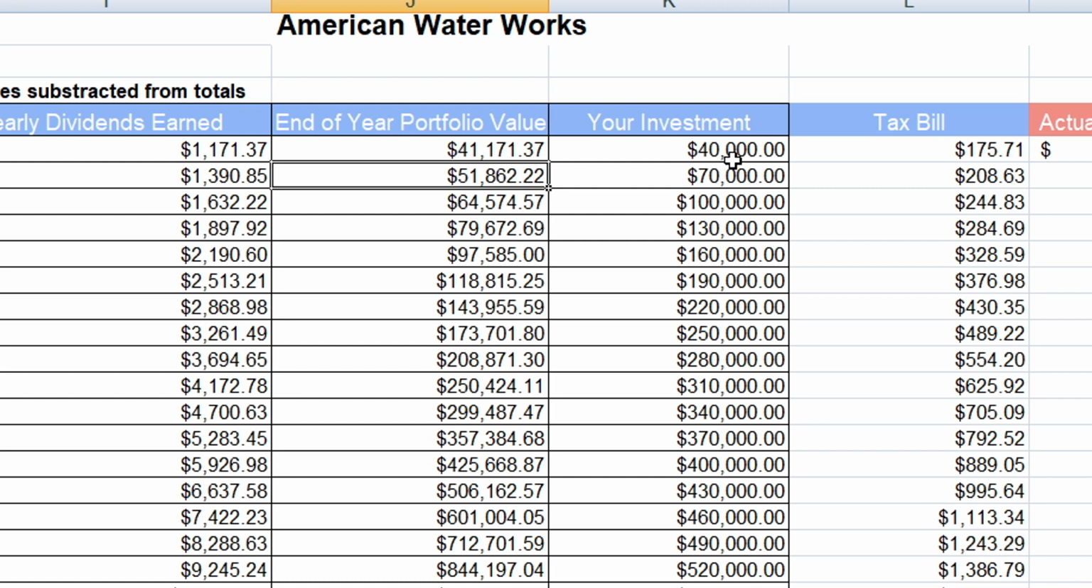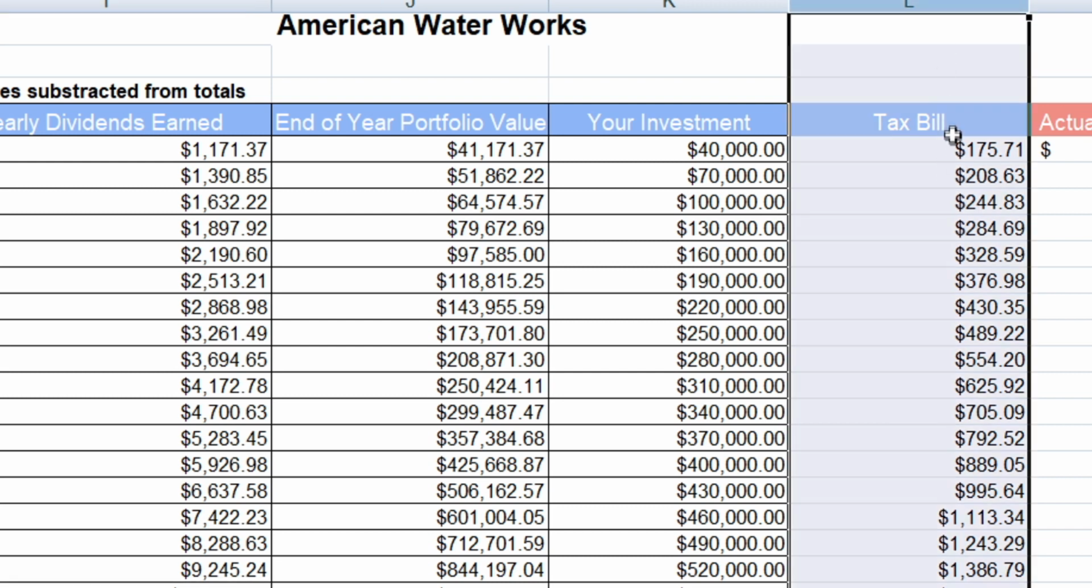Column K is basically what did you put in to make this? Like what amount did you invest? So K is your total investment from year to year. And you can compare and contrast column K and column J to see how much money you've put in versus how much value you're getting out of your portfolio through growth and through yearly dividends. You can compare the two and see how that's working for you.